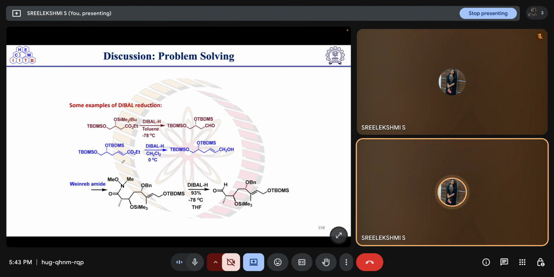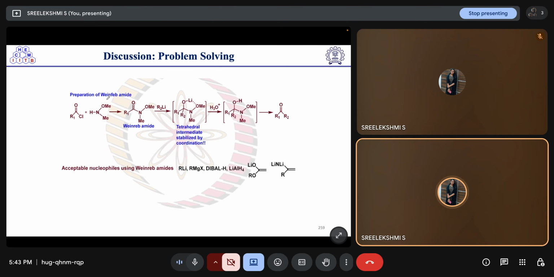Then we have seen some more examples of this DIBAL-H reduction and how it is used for the conversion of Weinreb amide into the corresponding aldehydes.